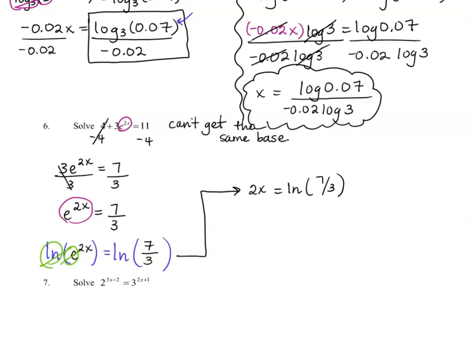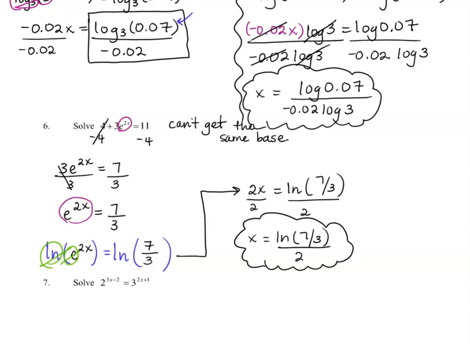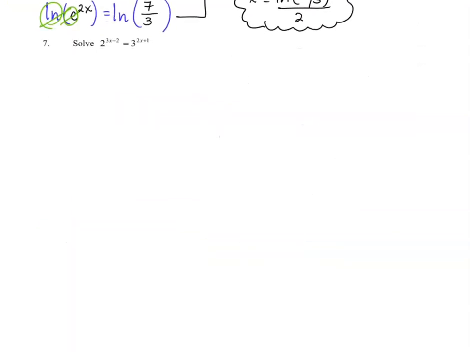And then we can finish solving for x by dividing both sides of this equation by 2 to get that x is equal to natural log of 7/3 divided by 2, which we could put into our calculator and approximate if we needed to. Example 7 is another example where we can't get the same base.